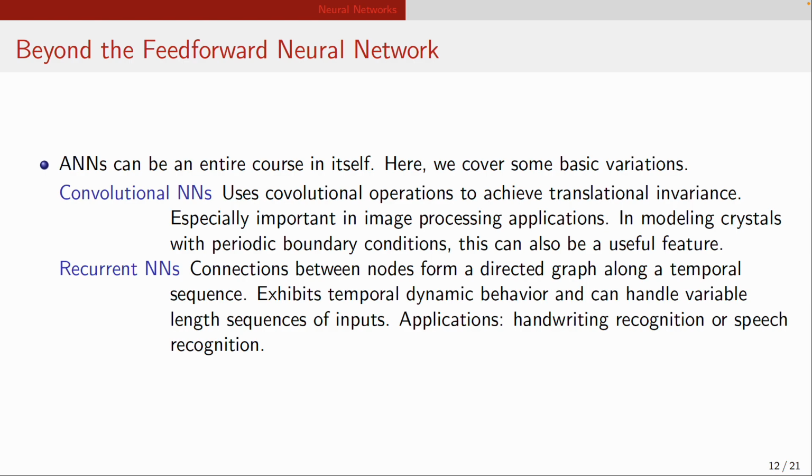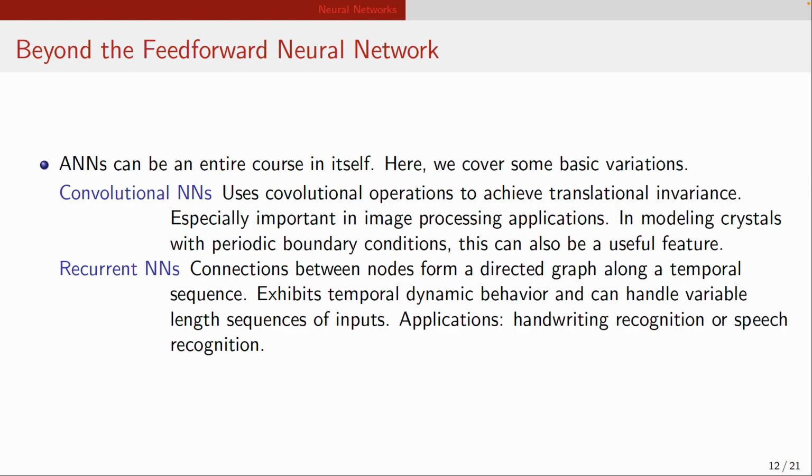So for example, there are convolutional neural networks. Convolutional neural networks use convolutional operations to achieve translational invariance. This is very important in one specific application that we have talked about before, which is image processing and image recognition. If you have a picture of a cat, it doesn't matter whether your cat is sitting in the bottom left corner or the top right corner. It is still an image of a cat. That's why CNNs are very useful for representing that particular problem. There's translation invariance built into the model itself.